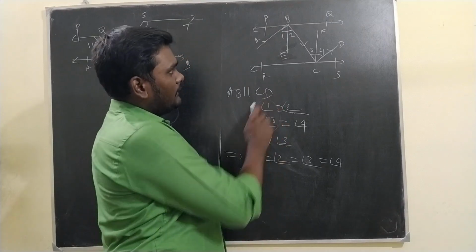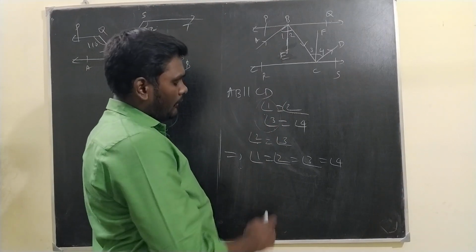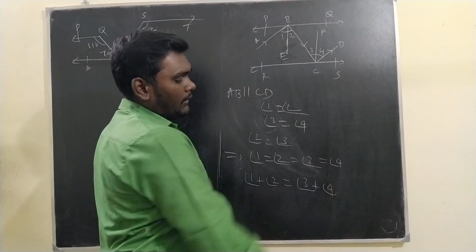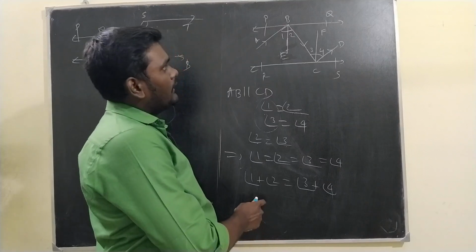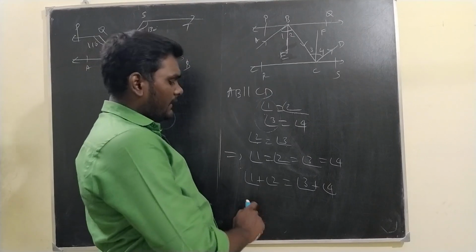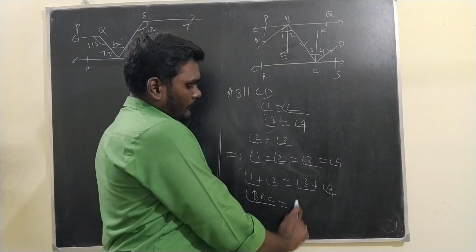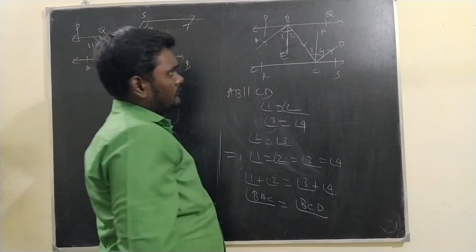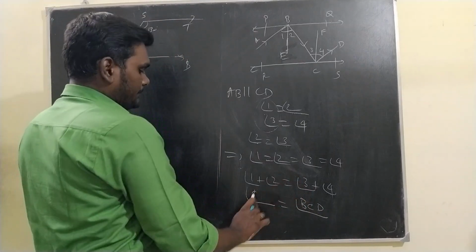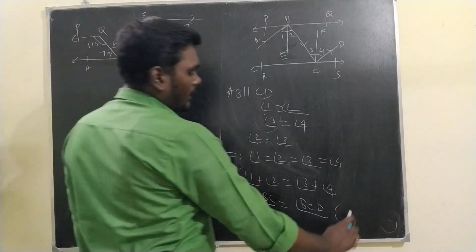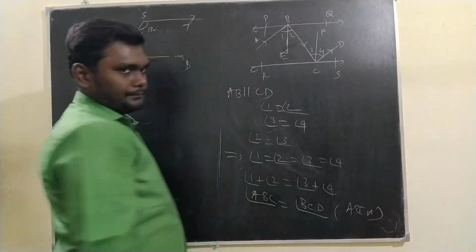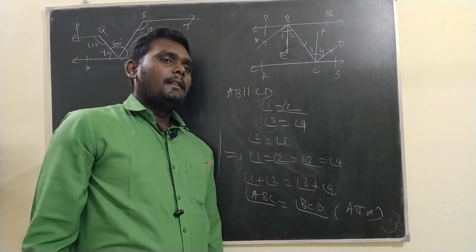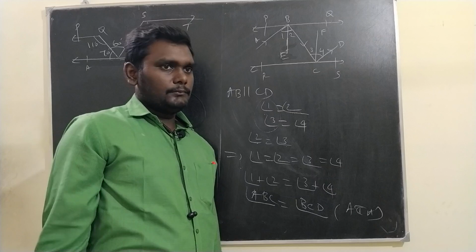Okay, now the sum of these two, 1 plus 2, equals 3 plus 4, shall we say, because all these are equal. So 1 plus 2 is nothing but BAC, and then 3 plus 4 is nothing but ABC. So they are alternate interior angles of the transversal BC. Then we can say the lines AB and CD are parallel. That's all. Got it?